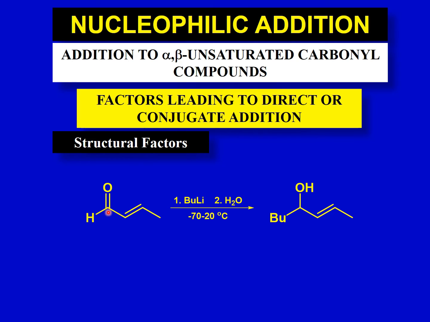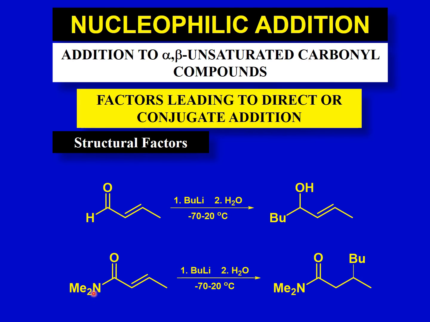Under the same conditions with the same nucleophile, if we have an amide here, then we will have conjugate addition. So you see that this butyl group is now attached at the beta carbon, which means that beta addition, which means that conjugate addition has taken place here. And that is because of the lower reactivity of the carbonyl group in case of amide, although the rest of the conditions are very much similar.